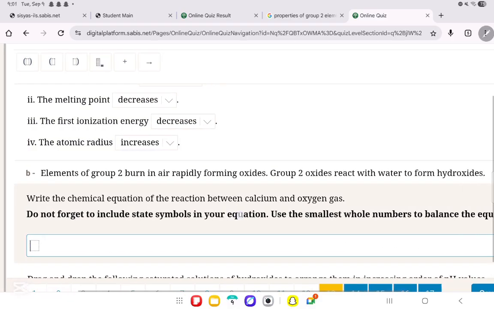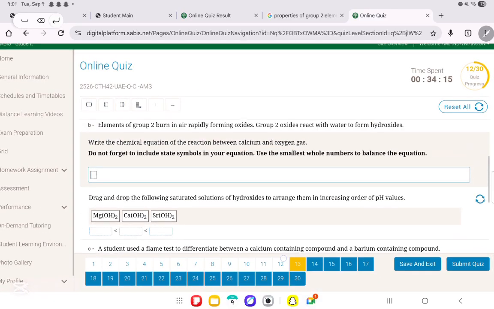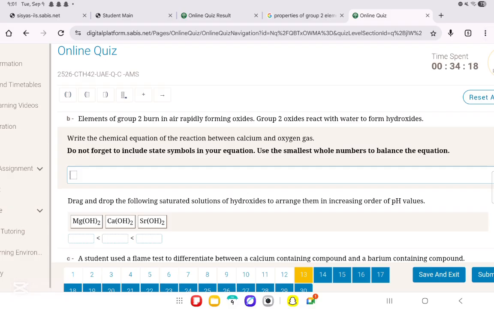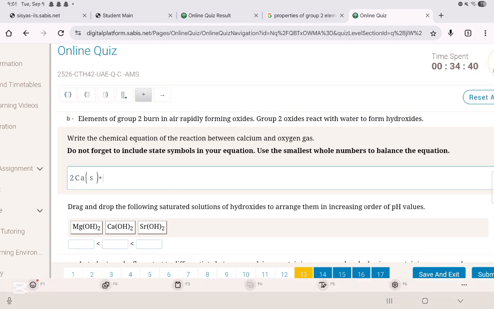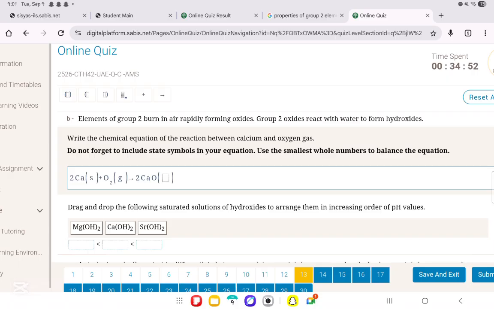Okay, now what did they ask us in part B? Write the chemical equation between calcium and oxygen gas, including the state symbols. What is the equation of a group 2 metal with oxygen? It's 2 metal solid plus O2 gas will give us 2 metal oxide solid. So 2Ca solid, in addition to O2 gas, is going to give us 2CaO solid. Perfect.